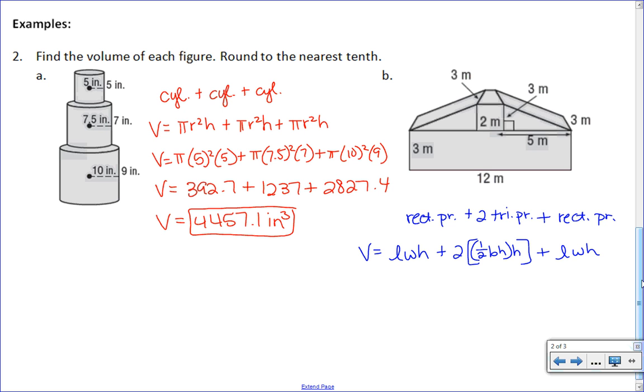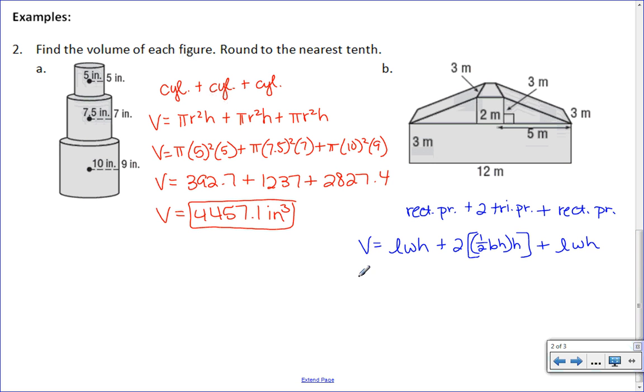Alright, let's go ahead and substitute numbers in, being careful to make sure that we put the right numbers in the right place. So this is the large rectangular prism. It has a length of 12. It has a width of 3. That would be the same width as this part up here. And it has a height of 3. So 12, 3, and 3.